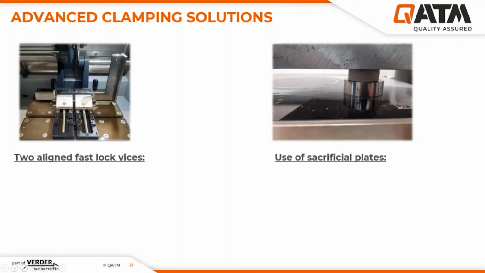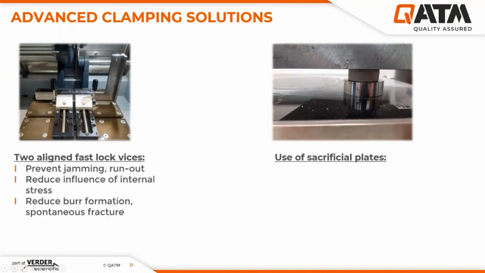And I would like to show you some quite simple tricks, like the use of two aligned fast lock vices mentioned previously. These minimize the risk for a runout and also prevent the jamming, especially if you have a part that has internal stresses due to a shaping process like forging or die casting. Also, the burr formation is strongly reduced, and we may reduce the risk for spontaneous fracture if we have a brittle material. Brittle materials also should be mounted on sacrificial plates if possible at all.